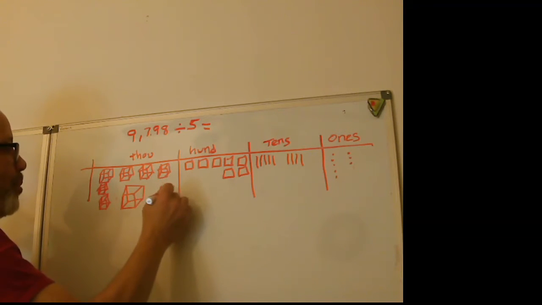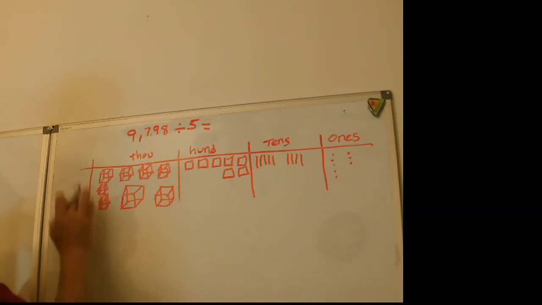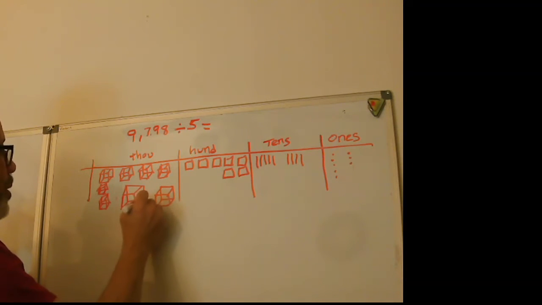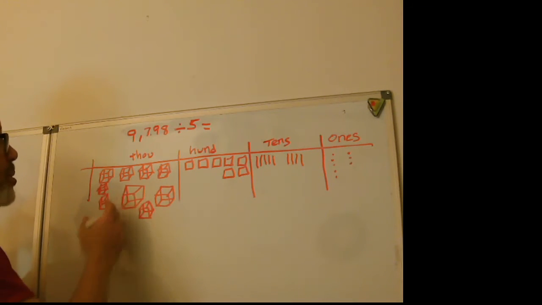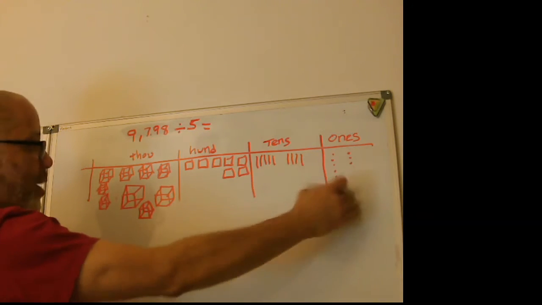So we have 1, 2, 3, 4, 5, 6, 7. Is that 8? 3, 6, 7, 8. We need one more. I'll do it right here. There's 9 thousands, 7 hundreds, 9 tens, 8 ones.